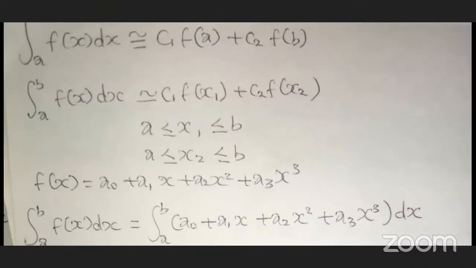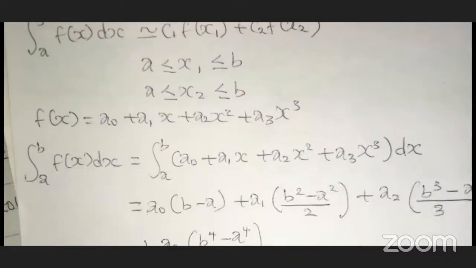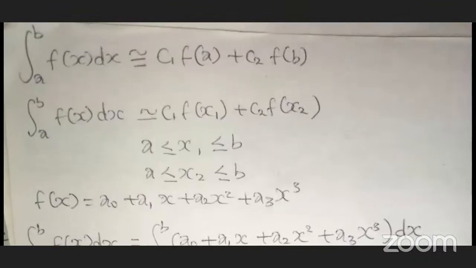That means the integral of f of x dx is equal to C1 f of x1 plus C2 f of x2, where we replace A by x1. Then moving forward, f of x is equal to a naught. That means this particular value, when you have the C1 and the f of A, you have two particular values, the constant and the x's. So the constant here is a naught.